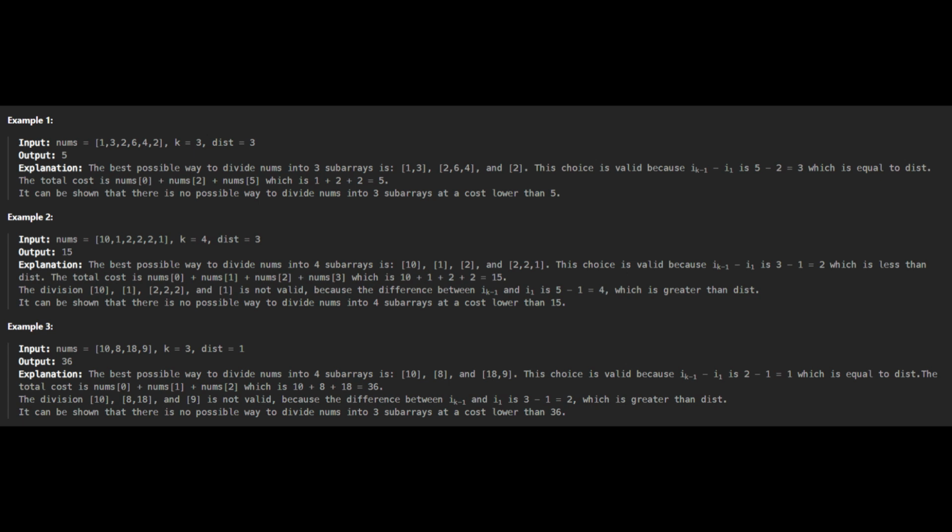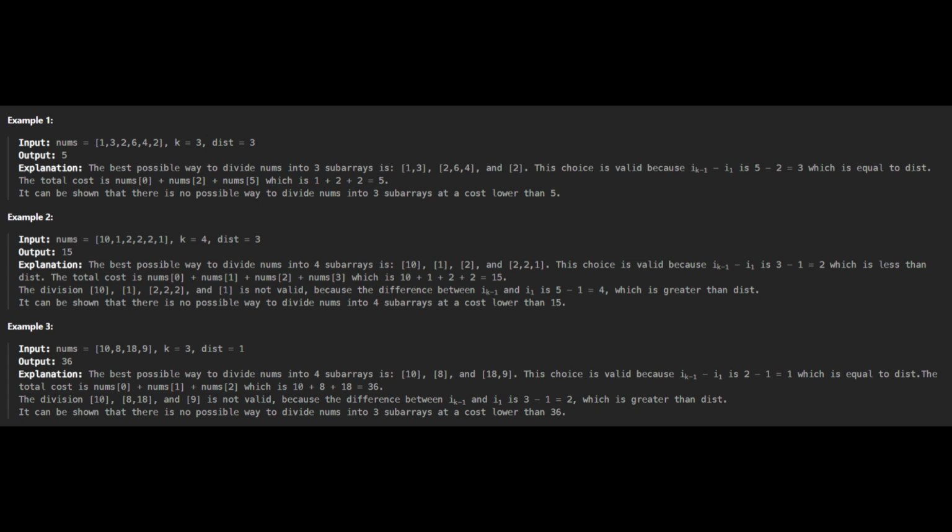Example 2. Now let's move to the second example. The array is 10, 1, 2, 2, 2, 1, with k equals 4 and dist equals 3. We need 4 subarrays, so we need 4 starting points. The best valid division is 10, 1, 2, 2, 2, 1. Now calculate the cost. Costs are the first elements, 10, 1, 2, 2. Total cost equals 10 plus 1 plus 2 plus 2, which is 15.